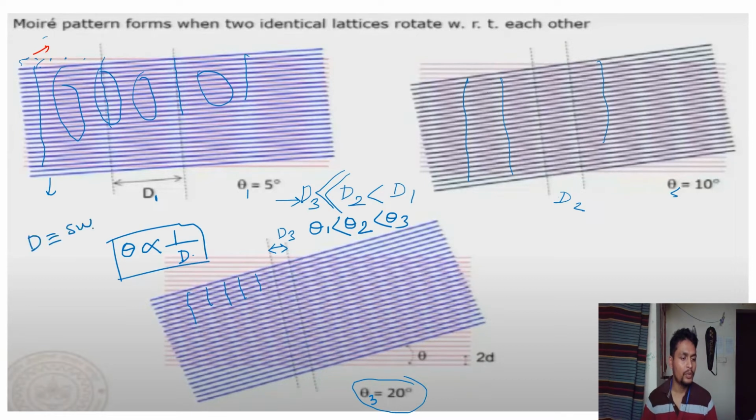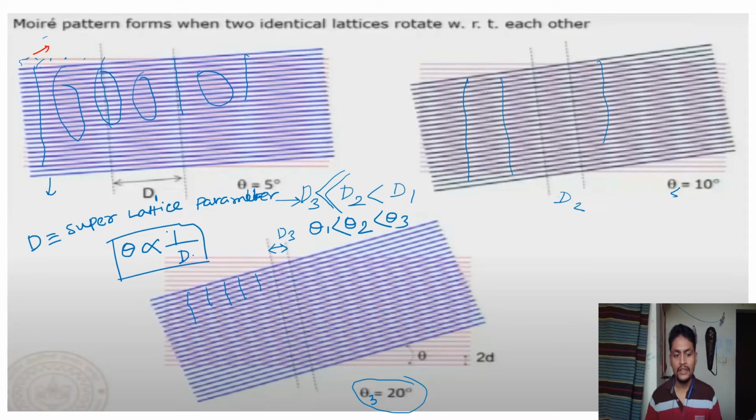D is nothing but the superlattice parameter. Now, why is it called a superlattice? Because the lattice parameter is actually increasing. So we can get the pattern at a different distance, which is increased compared to the previous one. That's why it is called a bigger lattice, or a superlattice.